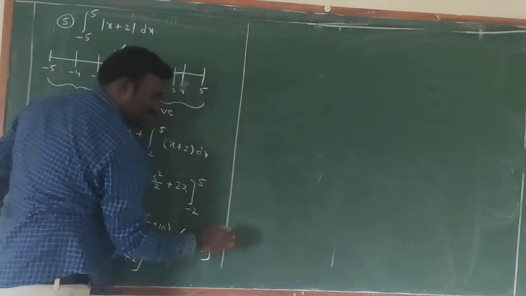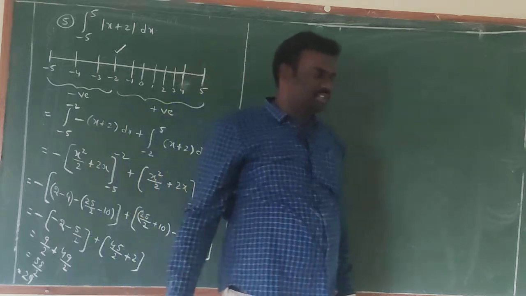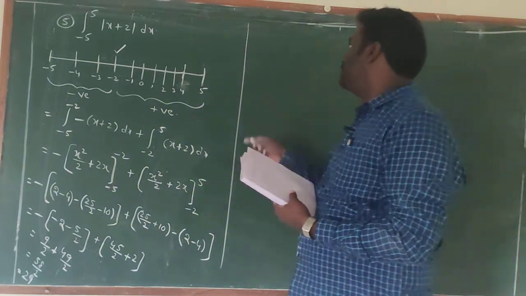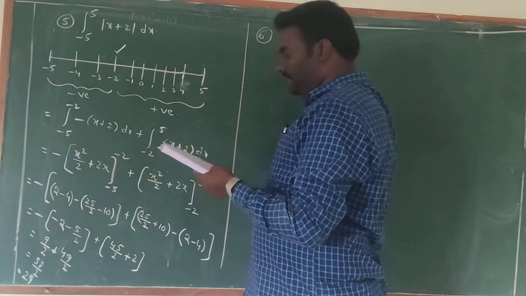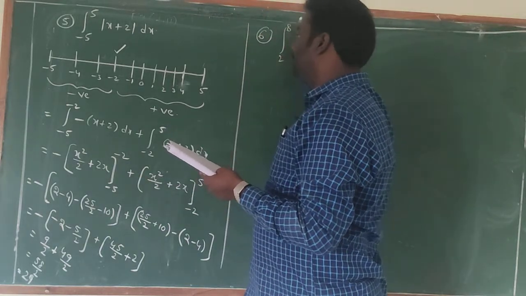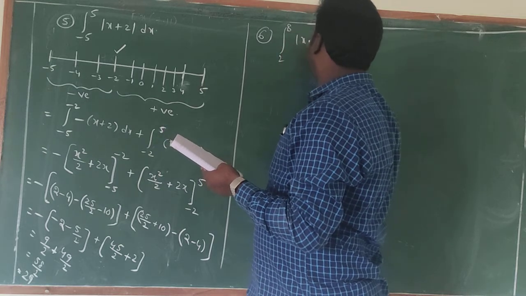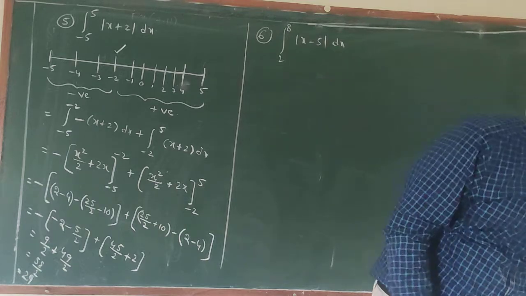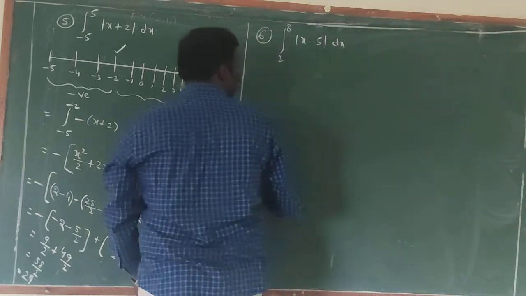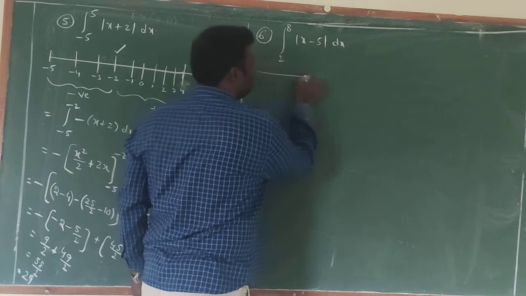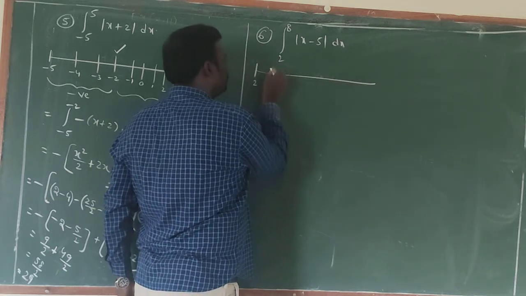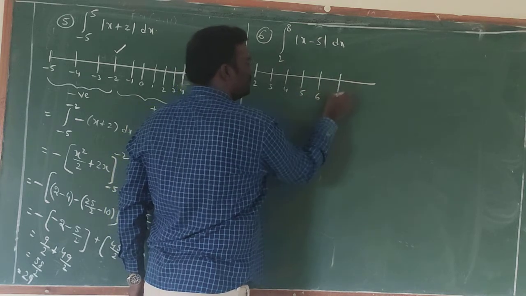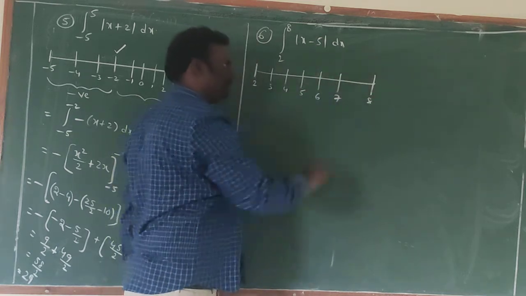Same model we will discuss one more question, my dear students. You will understand easily. What is the question? Evaluate the integral from 2 to 8 of mod x minus 5 dx. Same model. Listen. What is the lower limit? 2. Upper limit 8. This is 2, 3, 4, 5, 6, 7, 8.